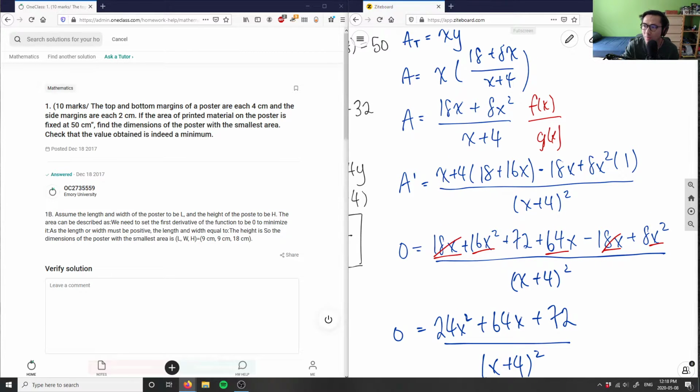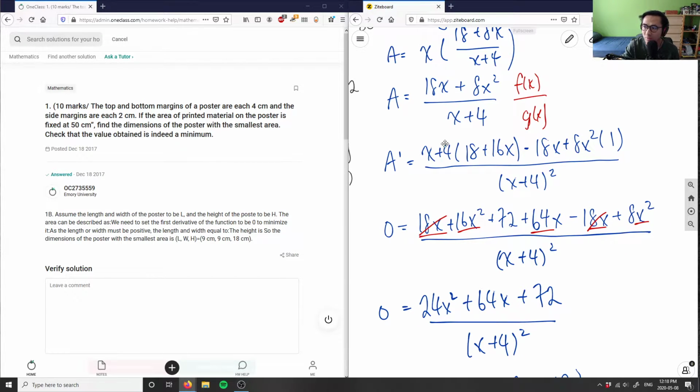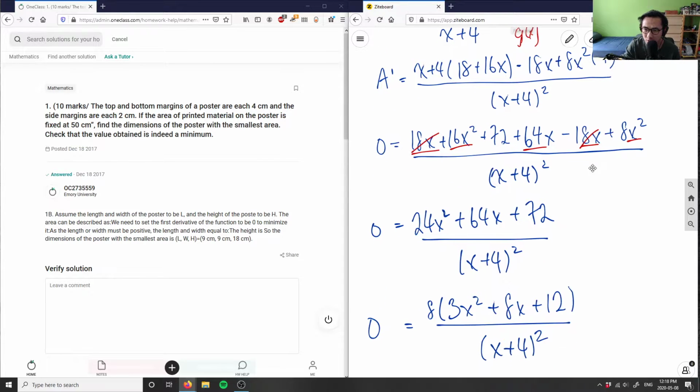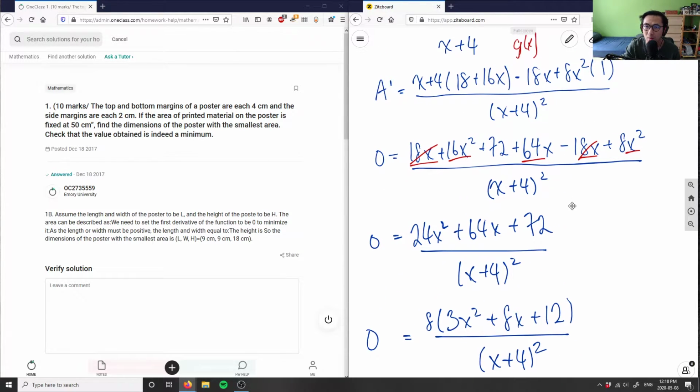So I'm just going to look back and see if I did my quotient rule correctly here. I have g of x here, which is 8x plus 4, times the derivative of this, which is 18 plus 16x, which is great, times, minus 18x plus 8x squared times the derivative of g of x, which is 1, times x plus 4 squared. So I should get something like this. Let me see if I fold correctly. X here would be 18x. This would be 16x squared.